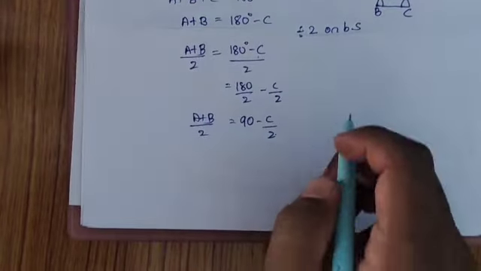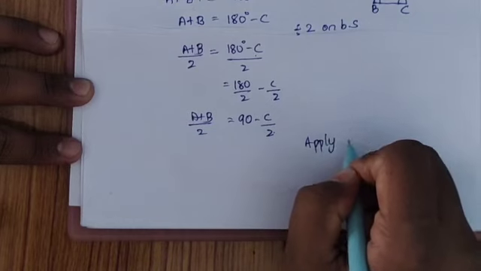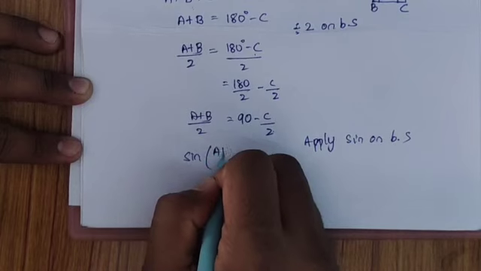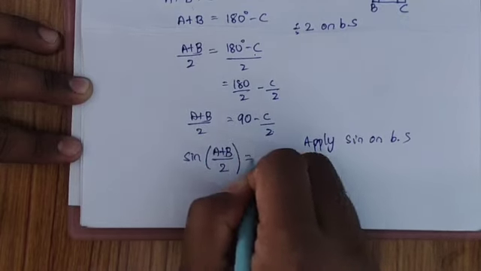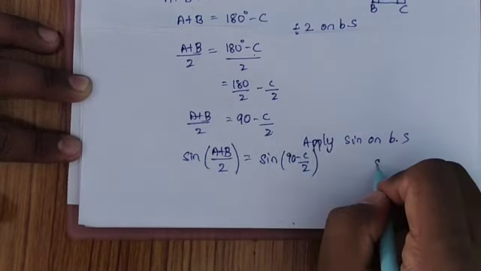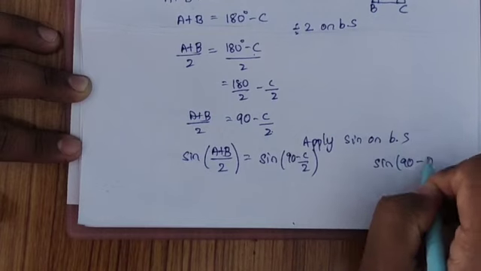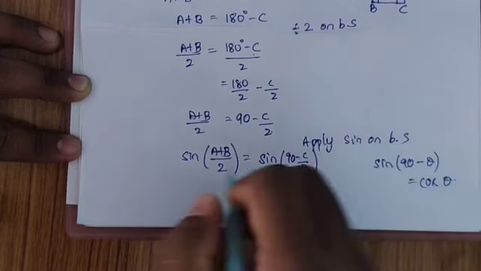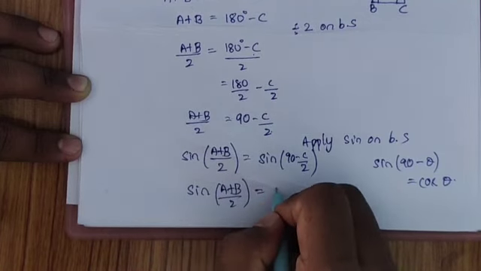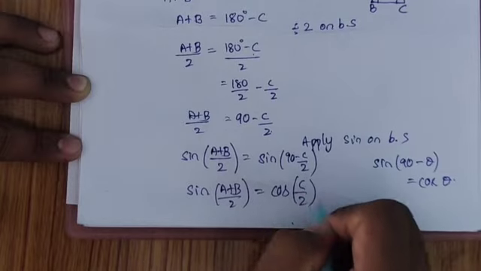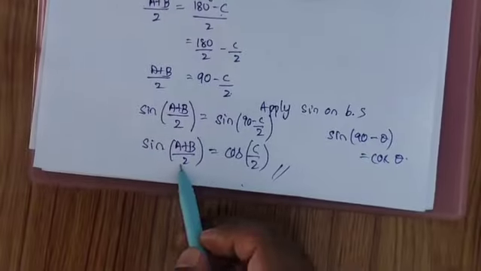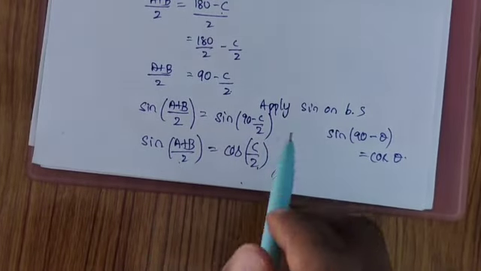Now apply sin on both sides. Then what we get? Sin of (A plus B) divided by 2 is equal to sin of (90 minus C) divided by 2. Here we know that sin of (90 minus theta) can be changed to cos theta. Therefore, sin of (A plus B) divided by 2 can be written as cos of C divided by 2. So this is your first proof: sin of (A plus B) divided by 2 is equal to cos of C divided by 2.